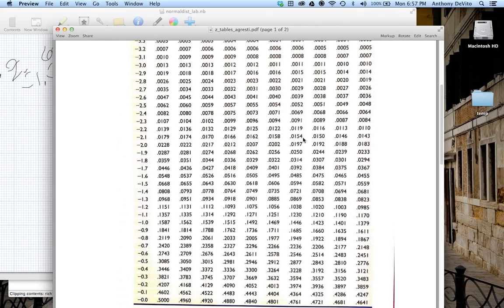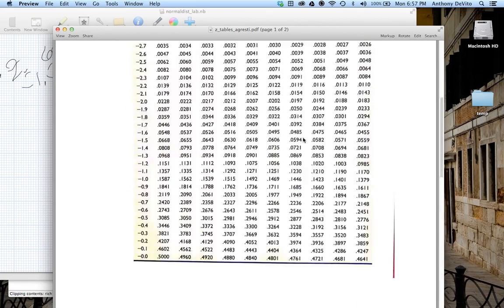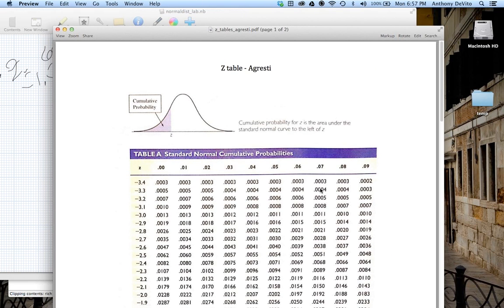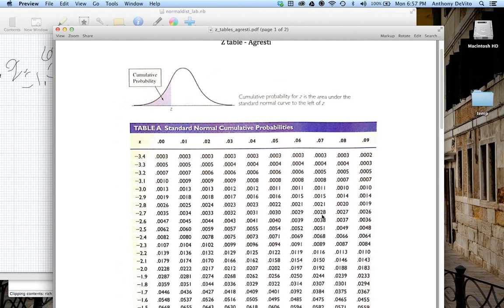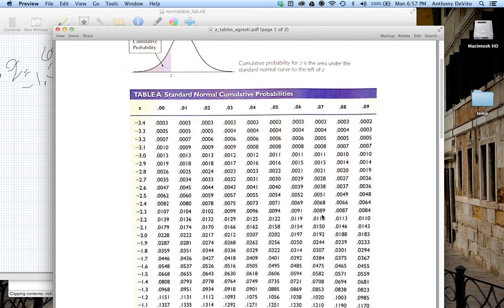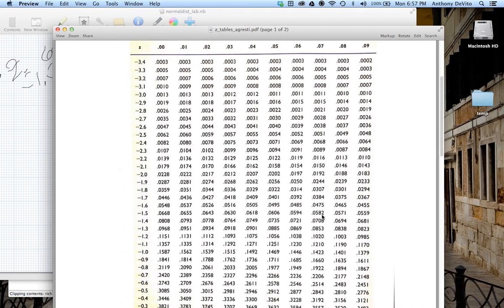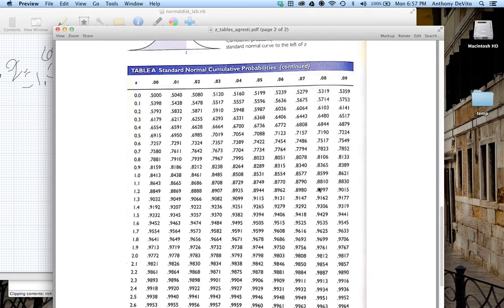Now, there's all sorts of different forms of this. One of the ones I put up on Blackboard that you can download is from a textbook by Agresti and Franklin, and this has a particularly nice one because they actually have two tables, one for the negative z-scores and one for the positive z-scores.